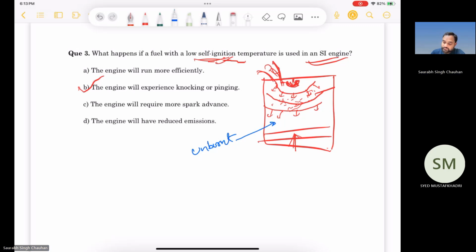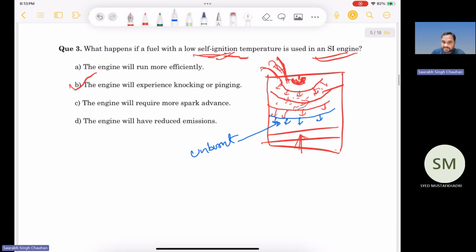What we want is that this unburnt mixture should burn only after the flame front has reached there. So we want controlled combustion. We want this to burn because of the flame. When the flame reaches there, then it should burn. But if it gets auto ignited because of very high temperature, and it is random and uncontrolled, that is called knocking.